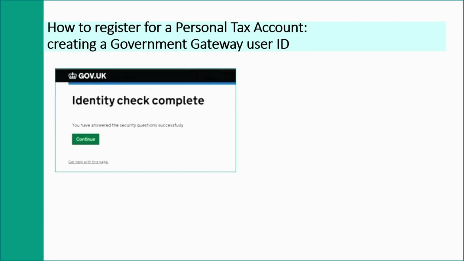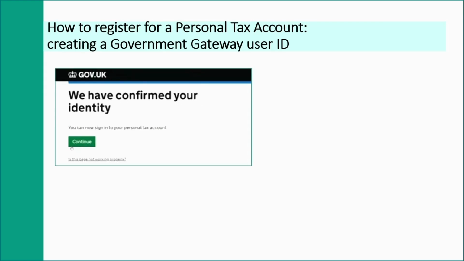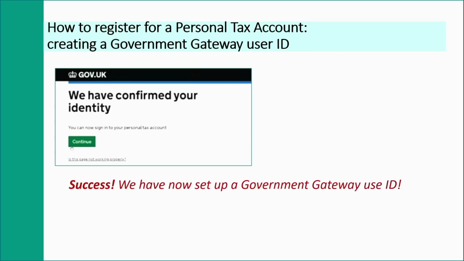We then get the Identity Check Complete page, where we click or tap Continue. When we get to the We Have Confirmed Your Identity page, here it tells you that you can now sign in to your personal tax account. Success! We have now set up a Government Gateway user ID. If we click or tap Continue, we will be taken to the Sign In page.